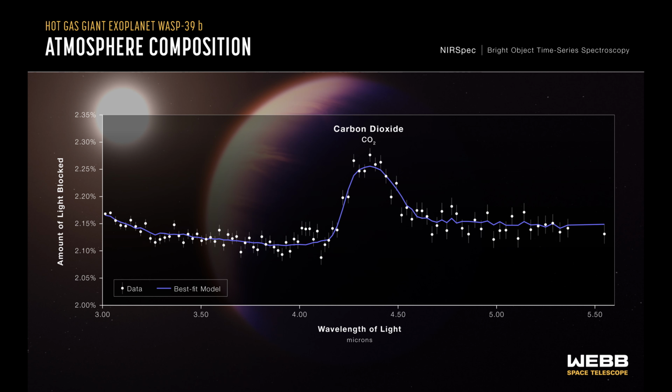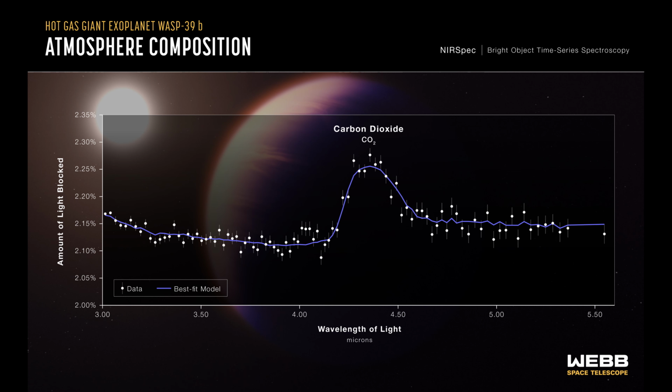Each of the 95 data points on this graph represents the amount of a specific wavelength of light that is blocked by the planet and absorbed by its atmosphere. Wavelengths that are preferentially absorbed by the atmosphere appear as peaks in the transmission spectrum. The peak centered around 4.3 microns represents the light absorbed by carbon dioxide. The gray lines extending above and below each data point are error bars that show the uncertainty of each measurement, or the reasonable range of actual possible values. For a single observation, the error on these measurements is extremely small.